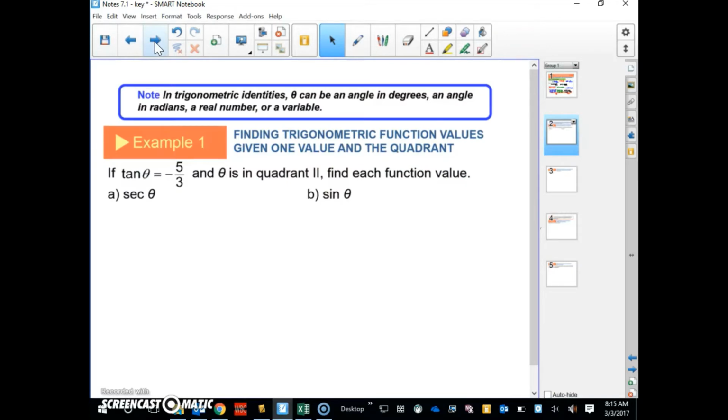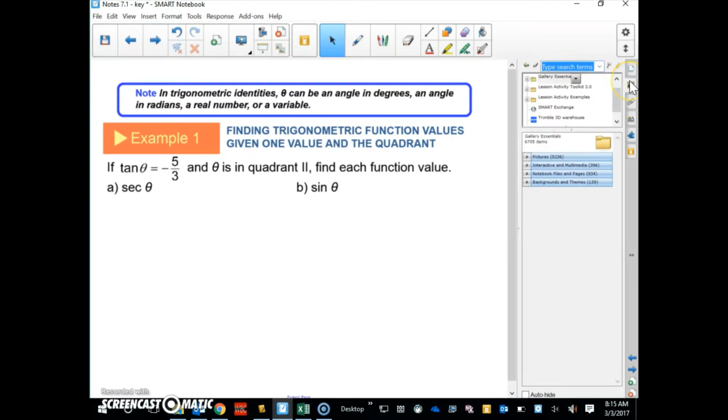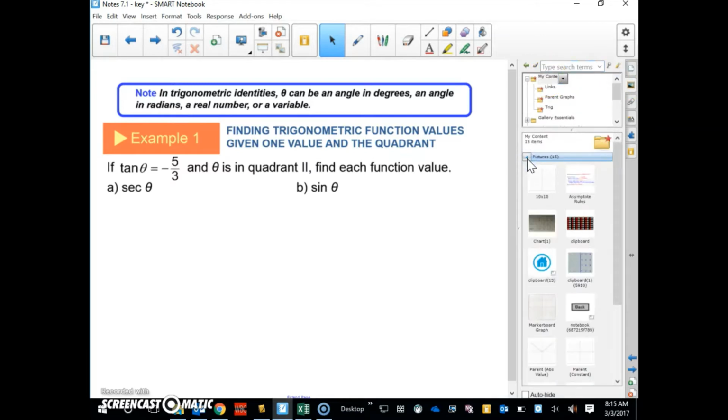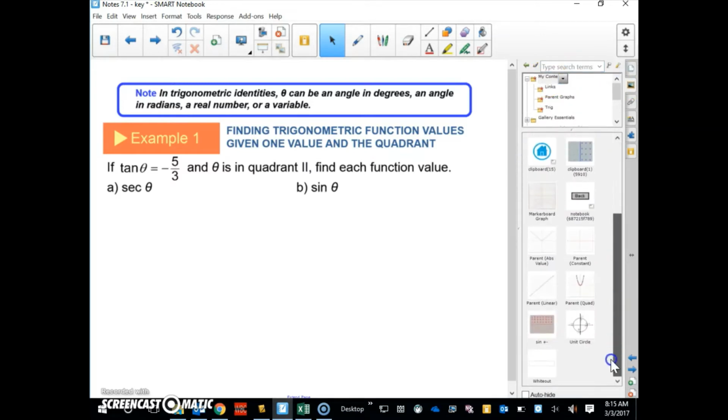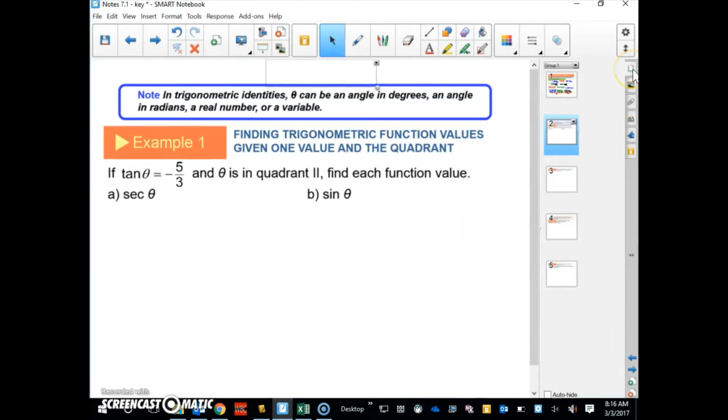We're going to start with example 1. And example 1, you've actually seen this kind of problem before. All right, now I'm going to show you a different way of doing it. The last time we did this problem, we drew a picture.